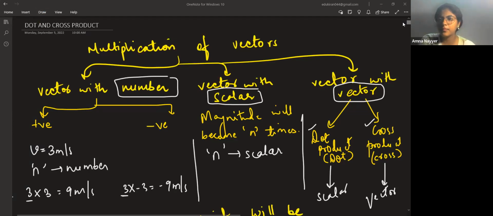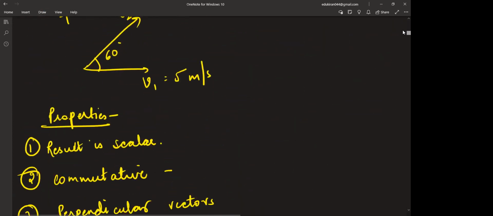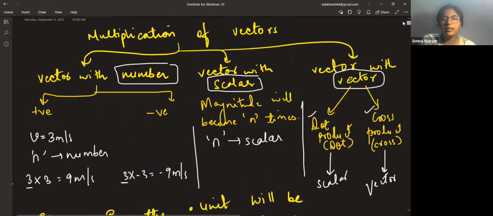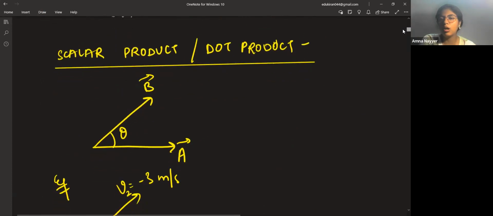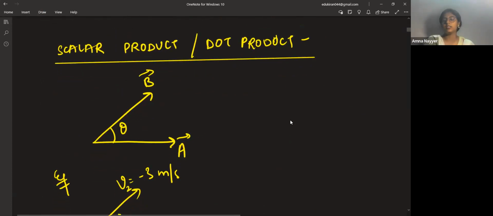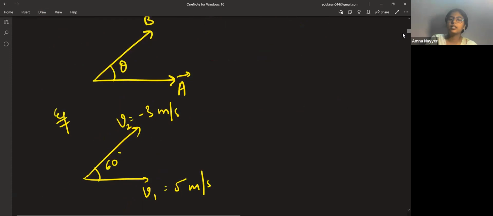Yes, ma'am. So, we had started with the multiplication of vectors, dot product and cross product, which we have to complete in today's class. See, you have two vectors, A vector and B vector, both present and subtending a certain angle theta between them. Now, the value of one velocity is 5 meters per second, the second is -3 meters per second, and the angle between them is 60 degrees.